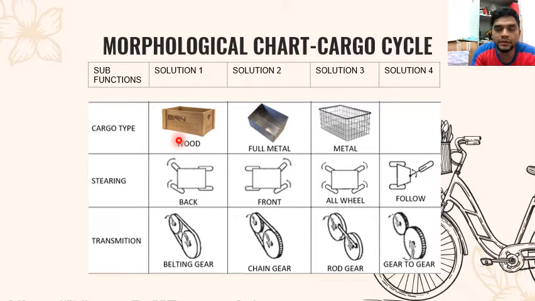Solution 1 is wood material. Solution 2 is full metal material. Solution 3 is metal, but just like a basket, not full.